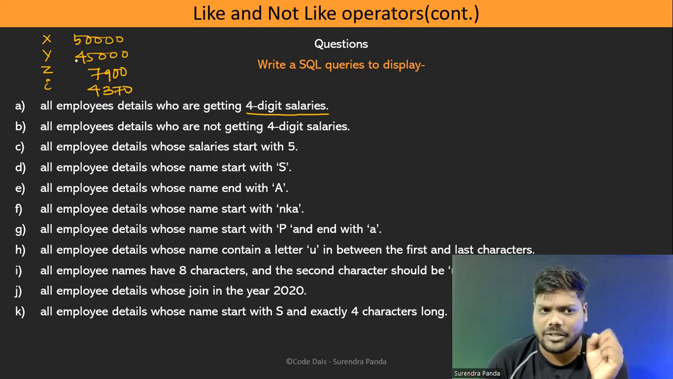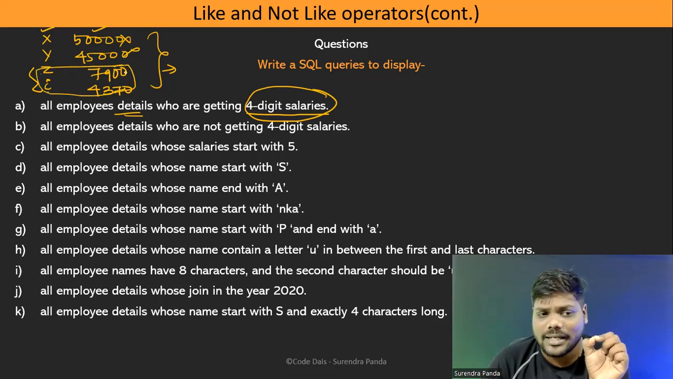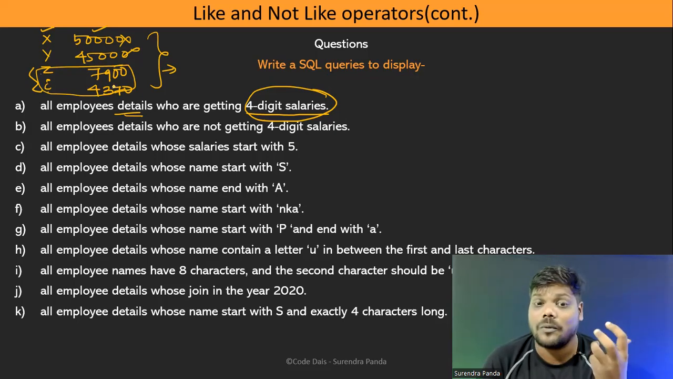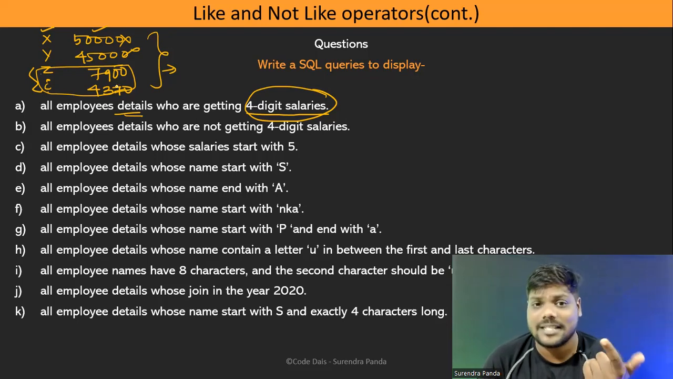These are just normal examples; I have written them only for example purposes. These are the names and these are the salaries. So what do you have to display? You have to display all the employee details of those who are getting a 4-digit salary. So 4-digit salary means what is our expected output? Our expected output is we want these two, Z and I. We don't want these. We want only these two. So how do we write the query to get this? Is it clear or not? What exactly is our purpose, our requirement, our expectation? Is it clear? Fine.